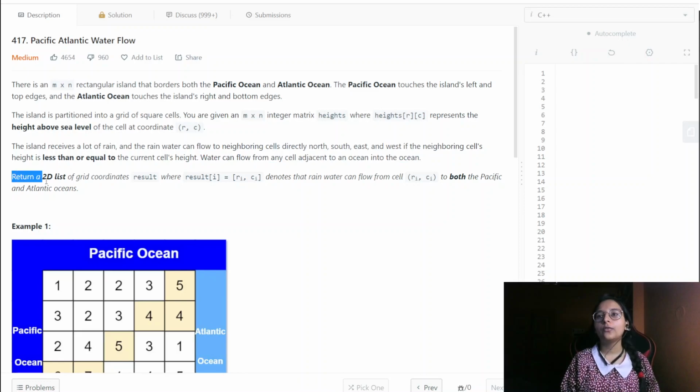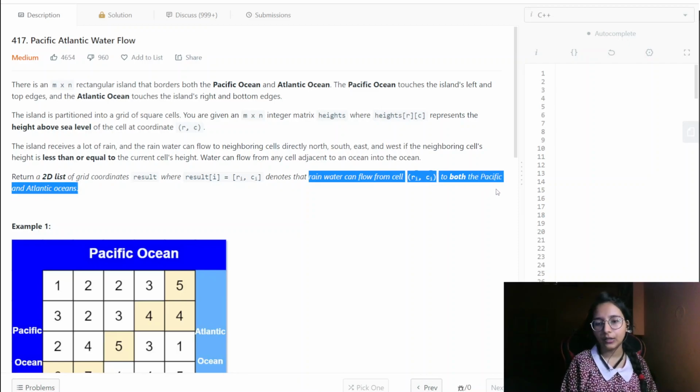What we are required to return as our answer is a 2D list of grid coordinates. Basically, we are required to return the coordinates, not the numbers written in the cells. In that result, at every index there would be a pair representing Ri and Ci, which denotes that rainwater can flow from cell Ri, Ci to both the Pacific and Atlantic Ocean.